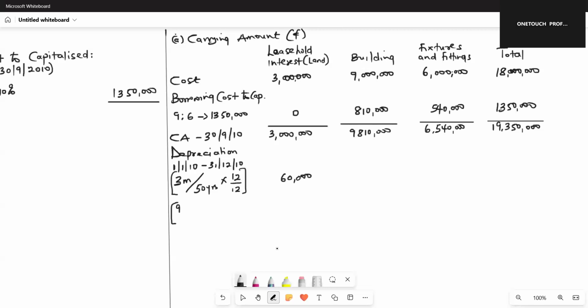Then the total will be 9,810,000 over how many years? 50 years. So times 3 over 12, right? Building depreciation will be from 1st October 2010 up to 31st December 2010. Do you agree? Yes. You agree. Okay.